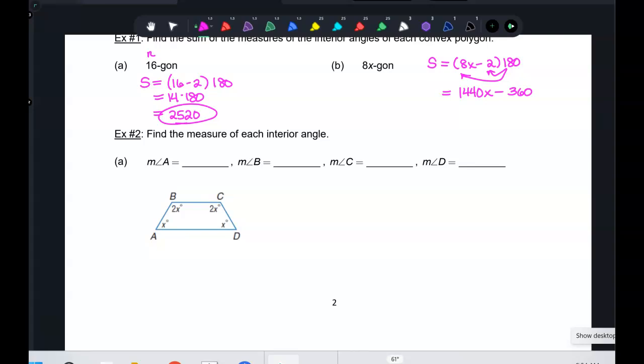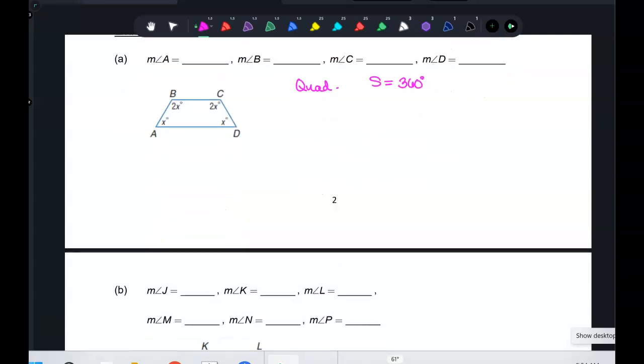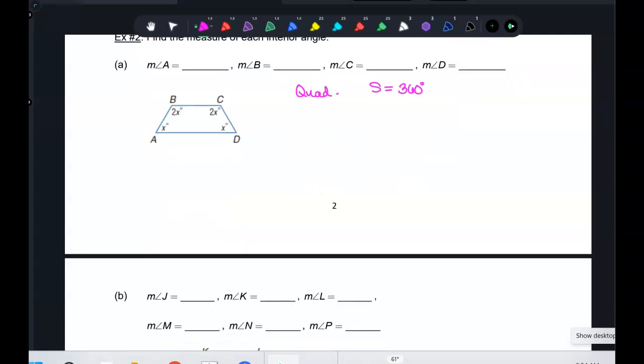Okay, we want to find the measure of each angle in this shape. How many sides do we have? 4 sides. So this is a quadrilateral. So this means our sum has to be 360. So we have x plus 2x plus 2x equals 360.